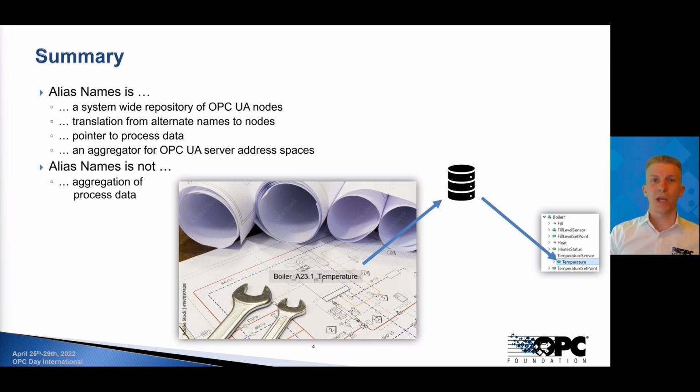So I really hope that this helps you in the architecture of your systems, and that you can leverage this information. If you want to have more information about AliasNames, please check the OPC UA specifications. Thank you.